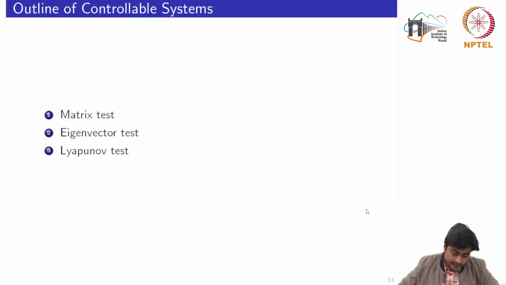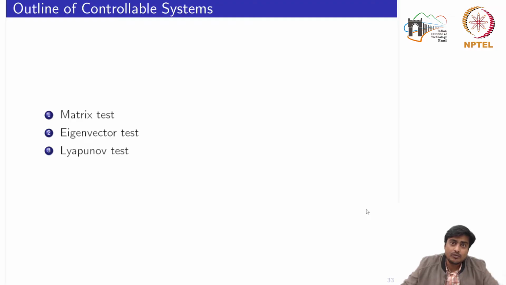So this is the next section of this week, controllability, where we would be starting with the controllable systems. These three main topics we would cover in this subsection. First is the metric test, second is the eigenvector test, and third is the Lyapunov test. So far we have discussed mainly about the subspaces and their characterization.